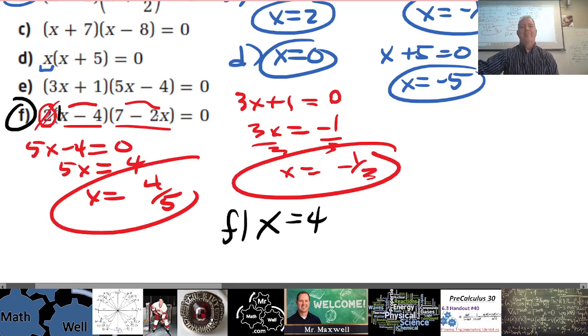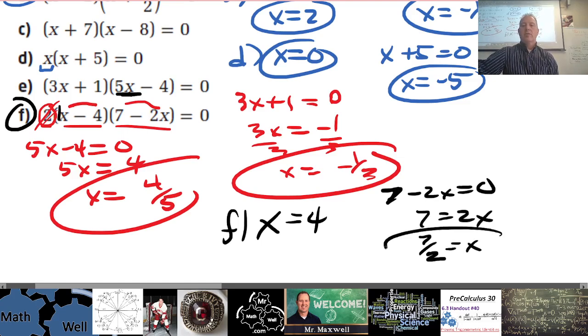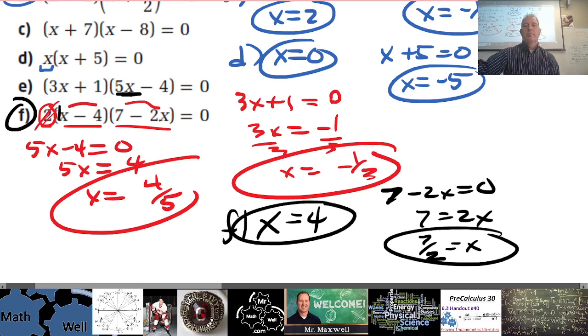This one, what? 7/2? Okay, the shortcut doesn't work so well if the x is not first. If the x is second, we have to be careful. So let's do this the long way. 7 minus 2x equals 0. 7 equals 2x. X equals 7 divided by 2. That's correct. The way the shortcut would work here is, again, you look away from the x term and go opposite sign, negative 7 divided by negative 2. That's how you would do that, but the shortcut is not as easy that way.